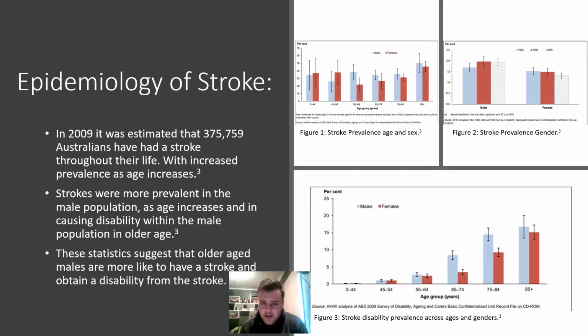The epidemiology of a stroke. In 2009, it was estimated that over 375,000 Australians have had a stroke throughout their lifetime, and the prevalence increased as age increased. It was also suggested that strokes are more prevalent in the male population as age increased, and cause disability within the male population in older age. All this can be statistically seen in Figure 1, Figure 2, and Figure 3. All these statistics suggest that my client was more susceptible to having a stroke.